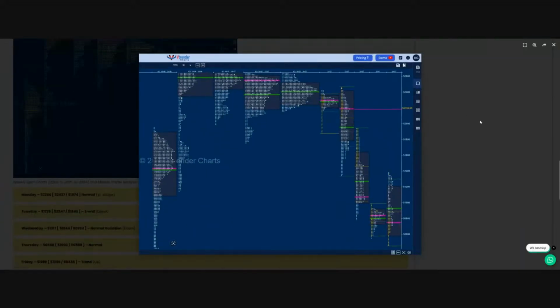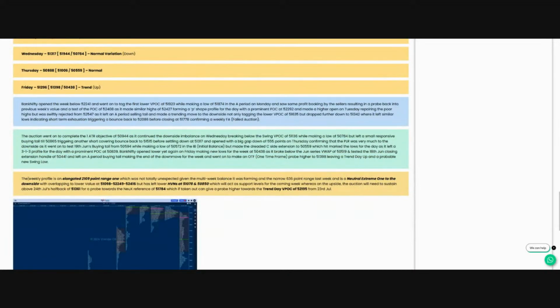So in the report, what we mentioned was the weekly profile is an elongated 2109 point range one, which was not totally unexpected given the multi-week balance it was forming and the narrow 636 point range we had last week. So now we have a neutral extreme one to the downside with overlapping to lower value. So this was the value area low of the current week, and we have these HVNs at 51078 and 5850, which will act as support. And the auction will need to sustain above this halfback of 51361 and the neutral extreme reference of 51784 for a probe higher towards the trend day VPOC of 52195.